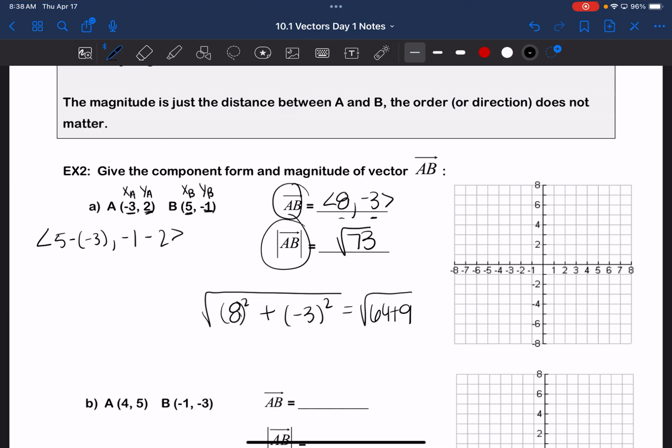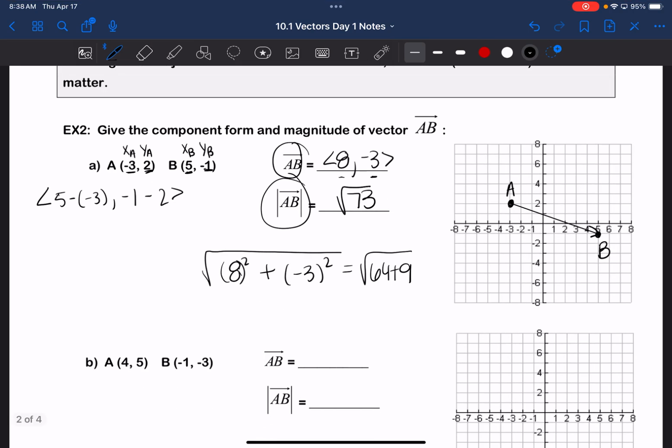If I were to draw this vector, it started at the point -3, 2. That was my point A. And it ends at point B, which they said was at 5, -1. So this would be vector AB, going from point A to point B. All right, you guys do example B.